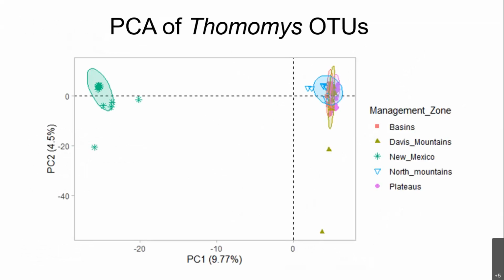After you group all those into their operational taxonomic units, basins, Davis Mountains, North Mountains, New Mexico, and plateaus, throw it into a PCA, which is basically a way of visualizing a bunch of data in fewer dimensions. You can see that the New Mexico group kind of separates itself out, while all the ones in Texas kind of overlap. And if you look at PC1, which separates those two, there's less than 10%. That's 10% of the variation. So these groups are very similar genetically. Basically, that's what this plot is saying.